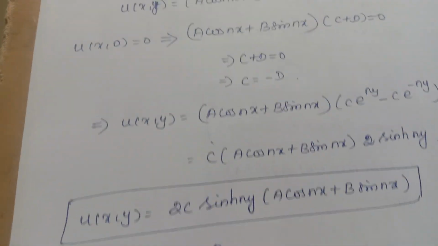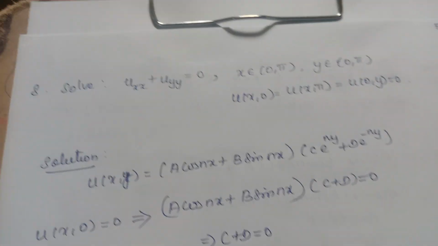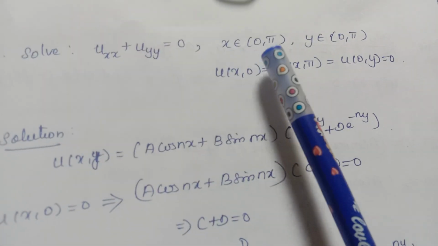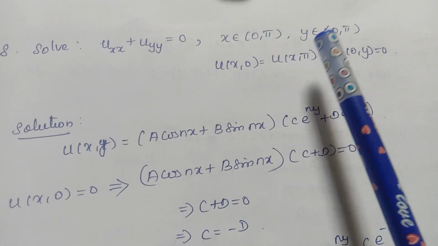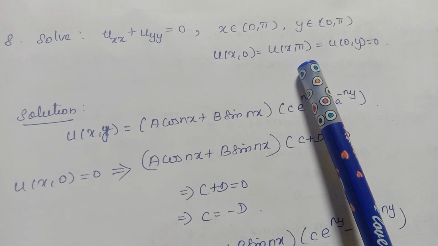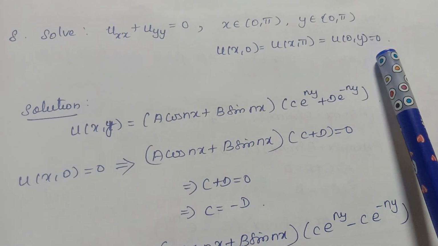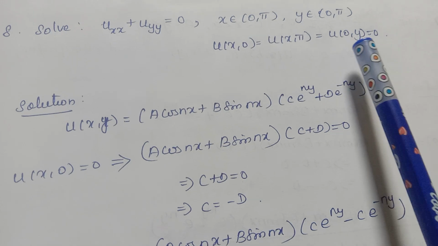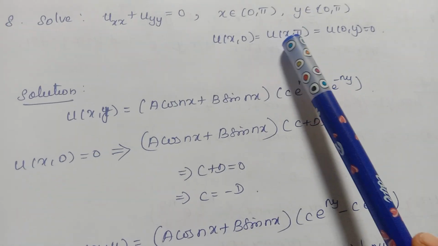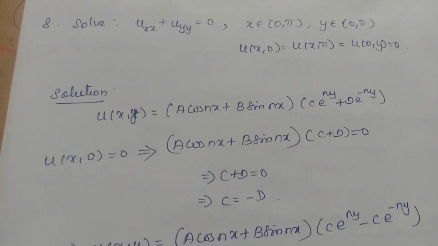Then next one. uxx plus uyy equal to 0, Laplace equation with x belonging to 0 to pi and y belonging to 0 to pi. u of (x, 0) equal to u of (x, pi) equal to u of (0, y) equal to 0. So the boundary conditions and the initial conditions are all given. Now let us find what is u of (x, y).